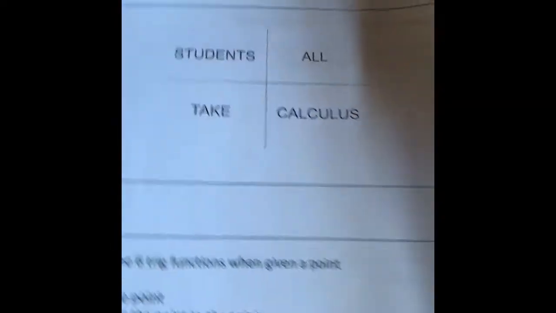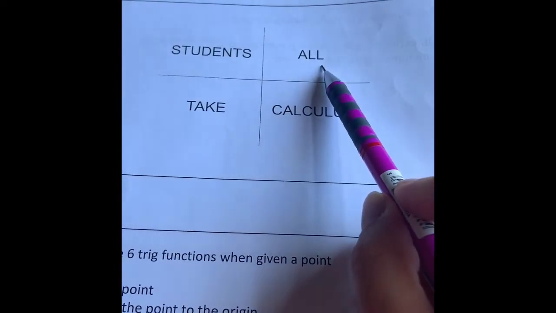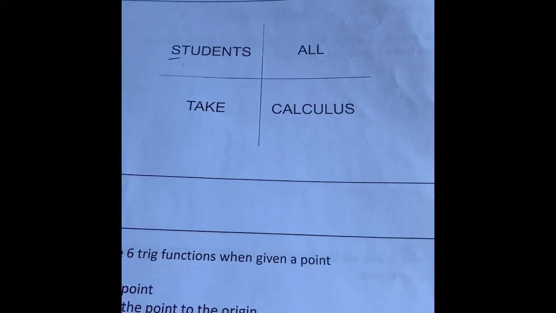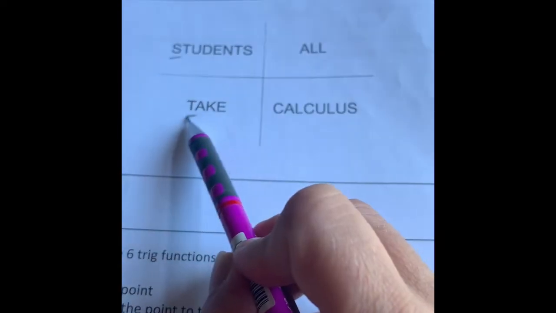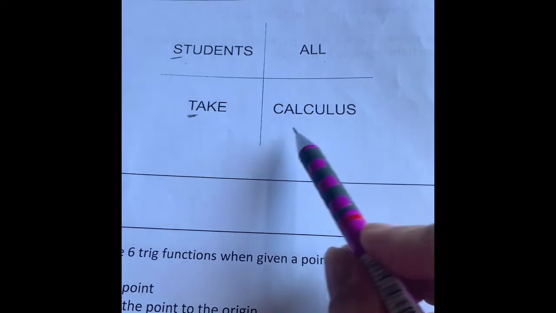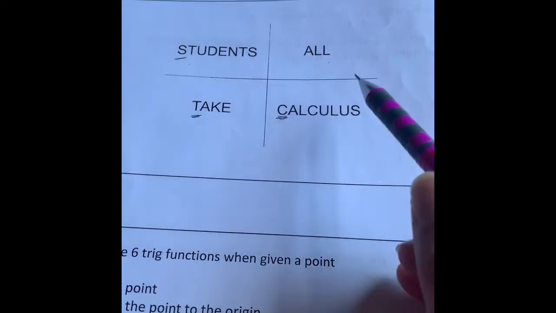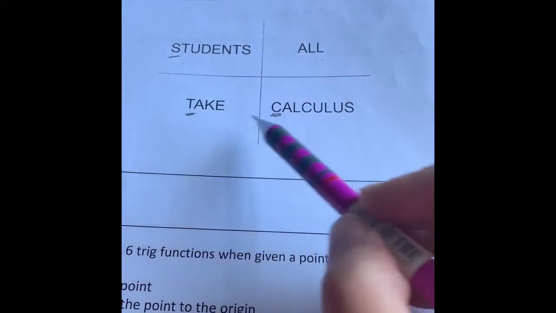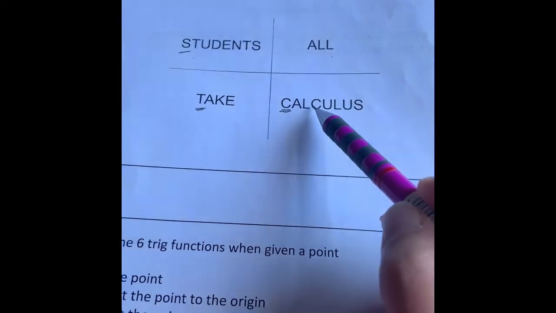where it says all students take calculus. All trig functions are positive here. Sine, student starts with S. Sine and its reciprocal cosecant are positive. T for take, tangent and its reciprocal cotangent are positive. And C for cosine and its reciprocal of secant. So all students take calculus is just one way to help you remember which trig functions are positive given which quadrant the right triangle is sitting in.